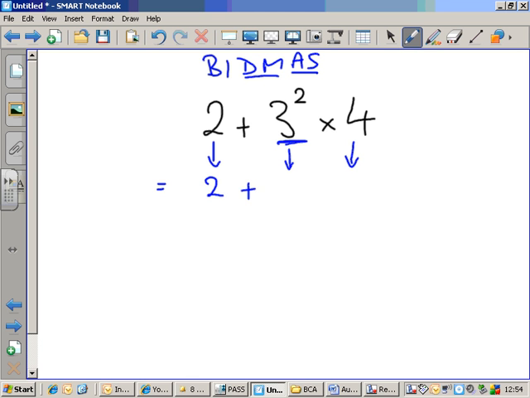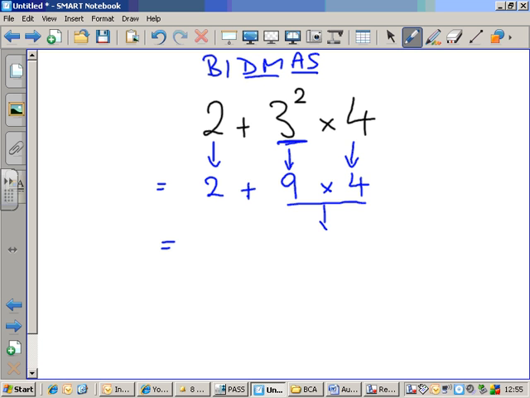We've got 2 plus. Now, what's 3 squared? 3 squared means 3 times by itself. 3 times 3 is 9, times 4. Okay, 2 plus 9 times 4. We still follow BIDMAS because there are two things to do. What comes first, the adding or the timesing?